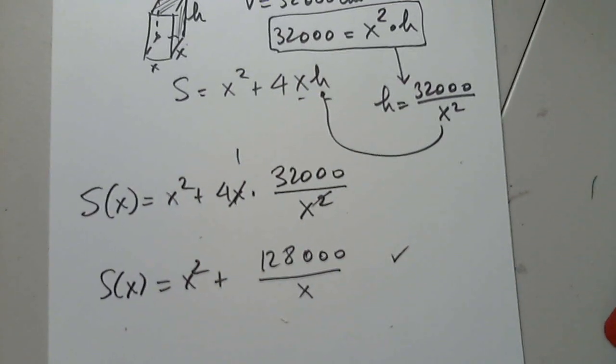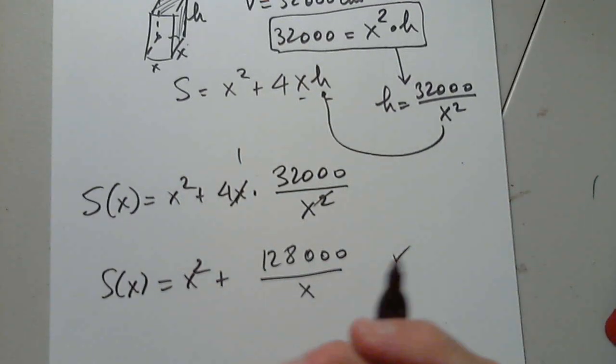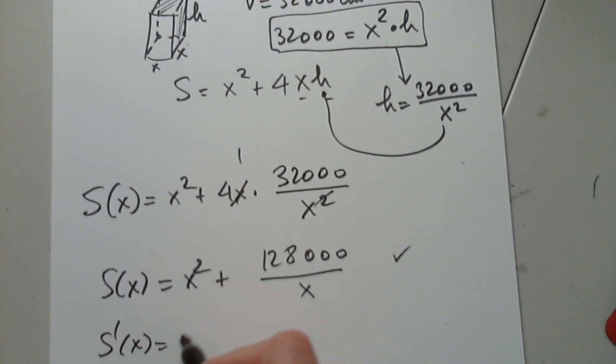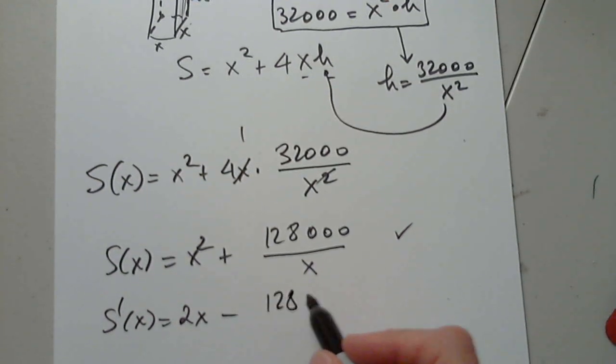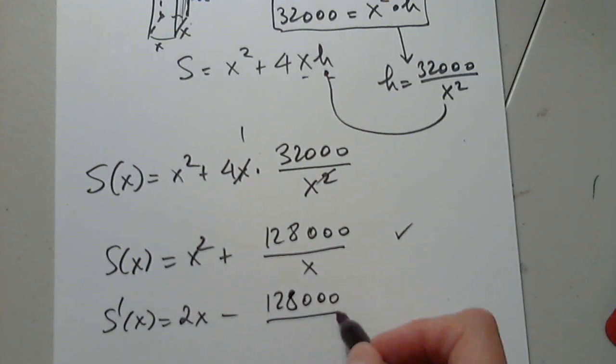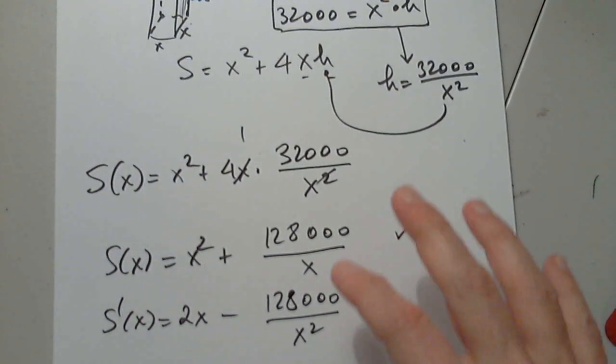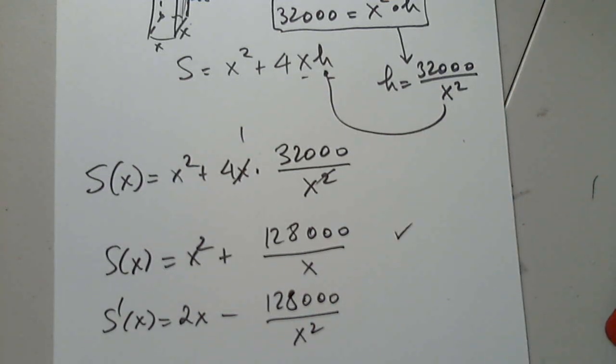Yes. So I have to find S prime. So S prime of x will be 2x. Please remember, this is very important, minus 128,000 over x squared. There is no need to mess with 1 over x. The derivative of 1 over x is negative 1 over x squared. We know that from a long time ago.